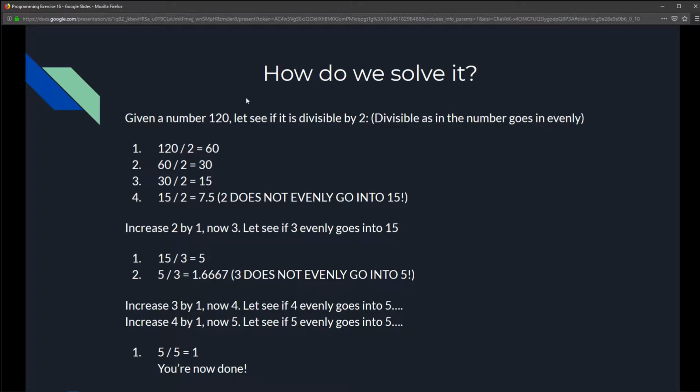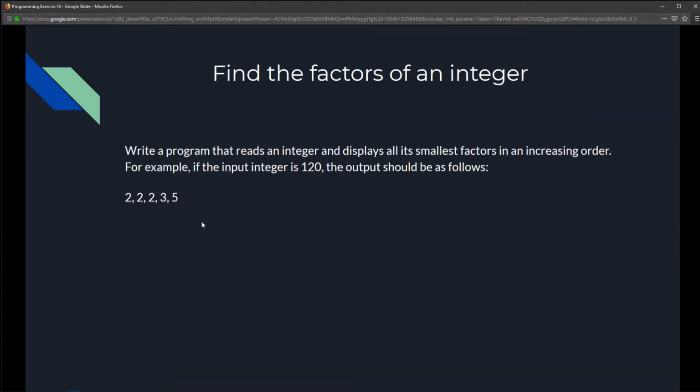We have 120, and we try to divide by 2, and it goes in evenly, and the result is 60. We take 60 and divide by 2, and once again it goes in evenly, and the result is 30. Take 30, divide by 2, and it goes in evenly, the result is 15. We take 15 and divide by 2, and it doesn't go in evenly. The remainder is a fraction, right? So 2 does not go into 15 evenly. So now we've got 2, 2, 2, which is exactly what is seen here.